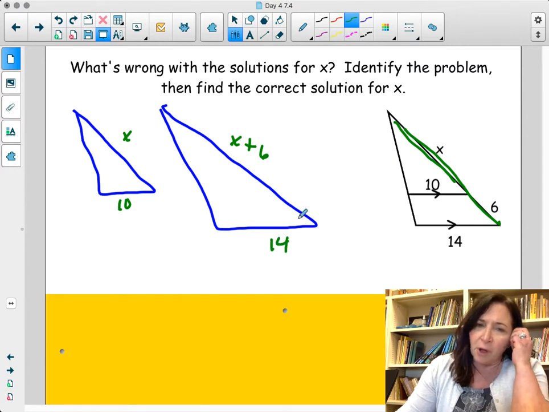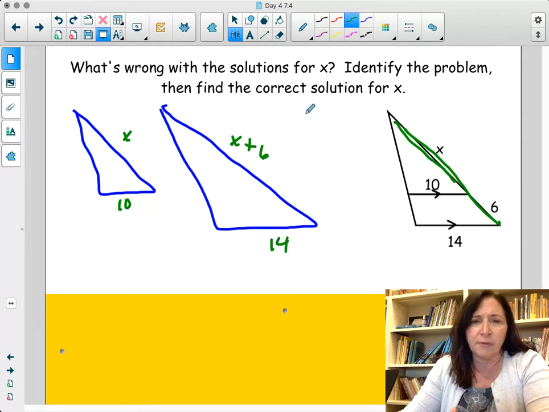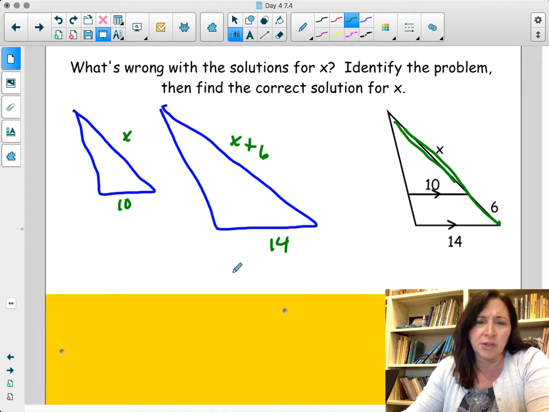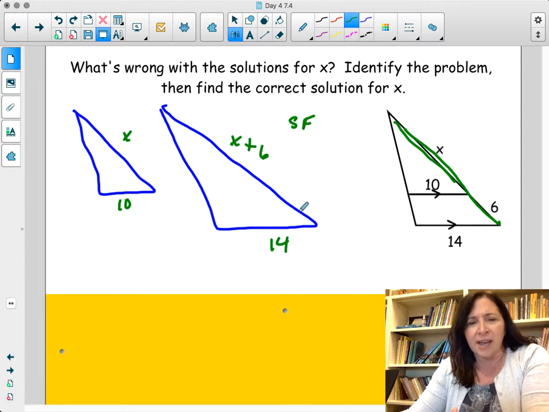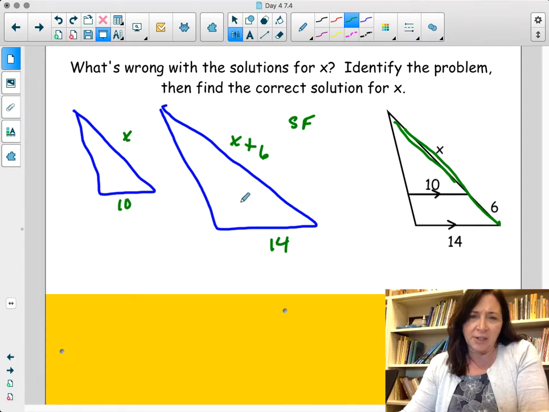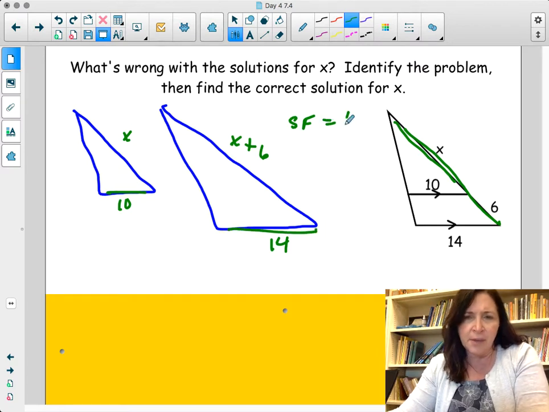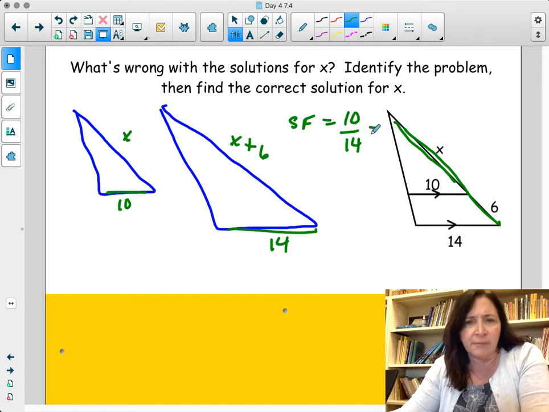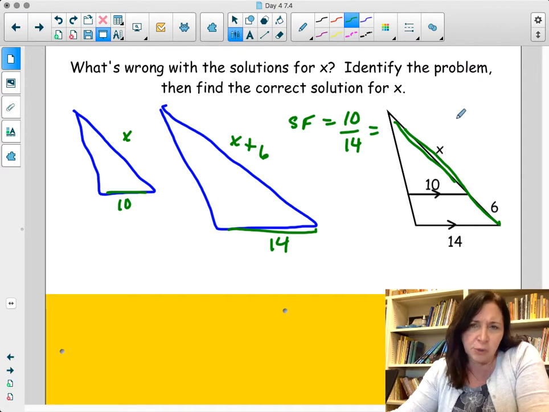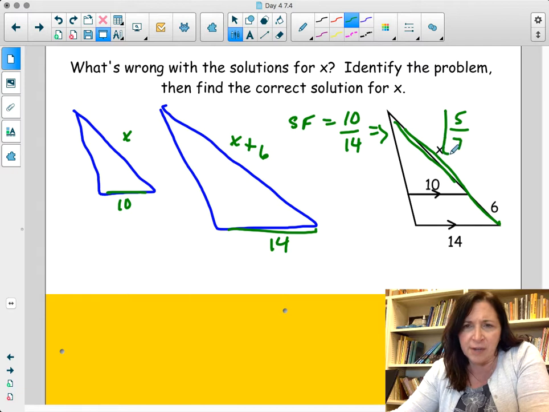So that when you're solving this, first of all, I would ask you, what's the scale factor? For this problem here, you can't go x is to x plus 6 and actually get a scale factor. You have to have a known side. So you'd say 10 is to 14. So 10 is to 14 is going to give me my scale factor. I'm going to divide by 2. I'm going to get 5 is to 7. So that's my scale factor.